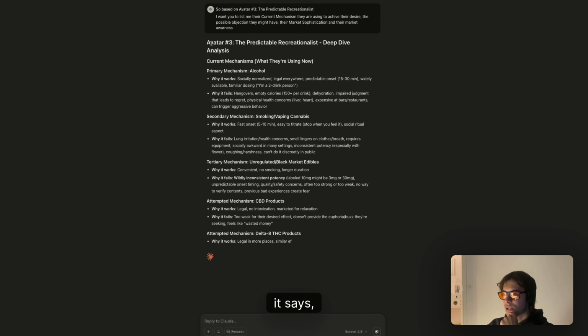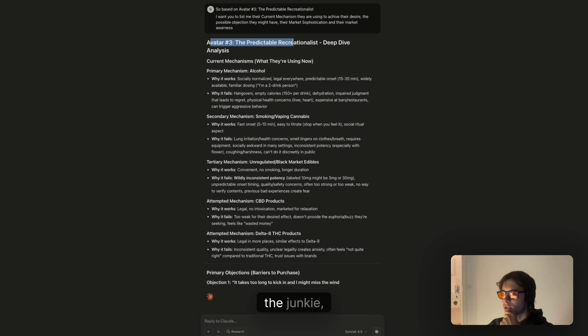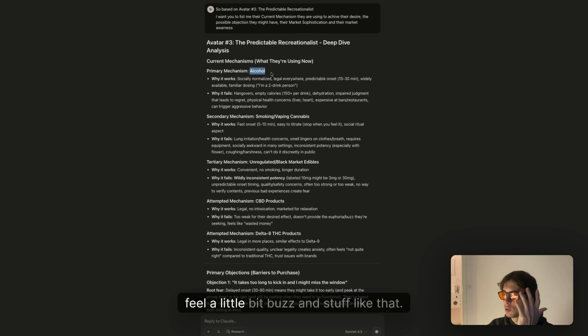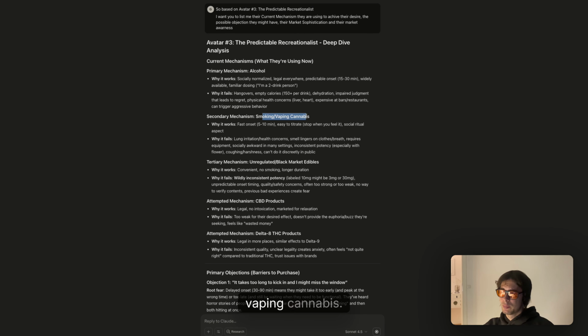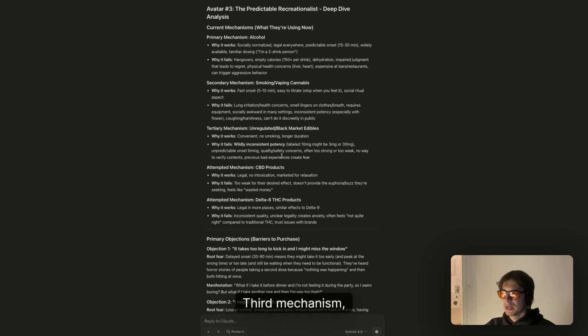So here, for example, it says, okay, avatar number 3, the junkie, deep dive into the analysis. Okay, prime mechanism, alcohol. So that's what he's using right now to kind of feel a little bit of a buzz and stuff like that. Okay, I would probably say also weed, right? Secondary mechanism, it says smoking, vaping, cannabis. Yeah, as you can see, weed, right? Third mechanism, anti-mechanism, CBD. Anti means that it failed, right?